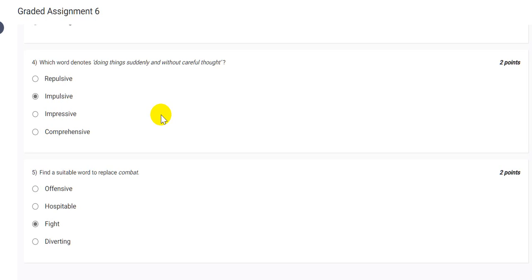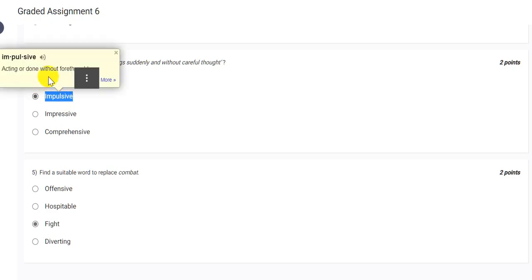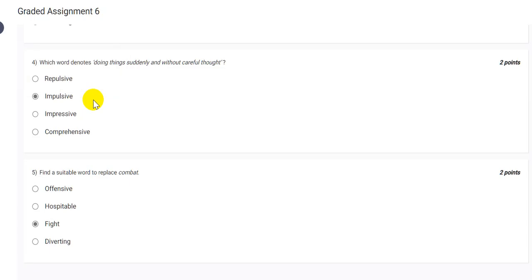Which word denotes doing things suddenly, abruptly? You can understand, right? Without careful thinking. See, it will be impulsive. Let us see the definition first of all, and the pronunciation, phonics: impulsive. See the pronunciation from chapter 1. Acting or done without forethought, doing anything without thinking, suddenly. Okay, so this is the most appropriate. And what about the others? Let us see.